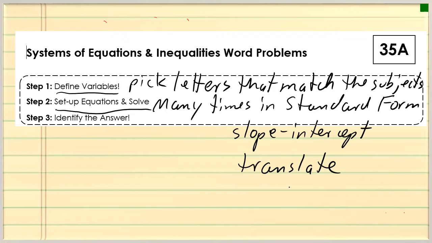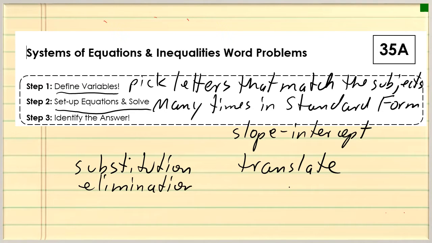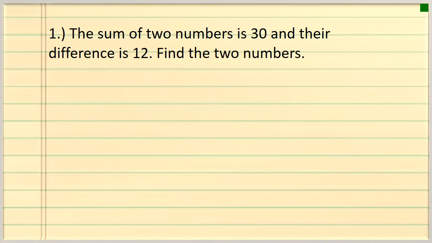Once you have written your equations, then you can either use substitution or elimination to solve your system. Then you can identify your answer. I will do a few of the word problems, and I will leave others for you to do on your own. Number 1 says, the sum of two numbers is 30, and their difference is 12.